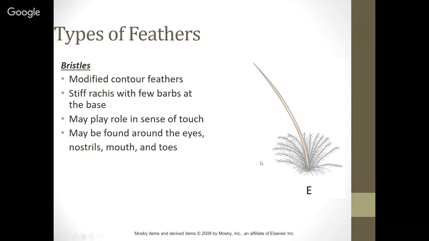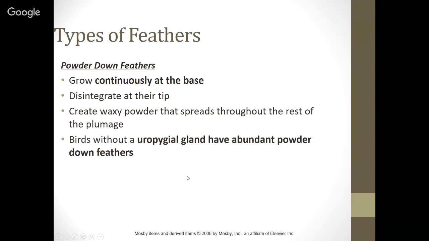Bristles, this is a different kind of feather. It's a modified contour feather, so it has a stiff rachis with few barbs at the base, at the inferior umbilicus. And this may play a role in sense of touch, and they usually are found around the eyes, nostrils, mouth, and toes.